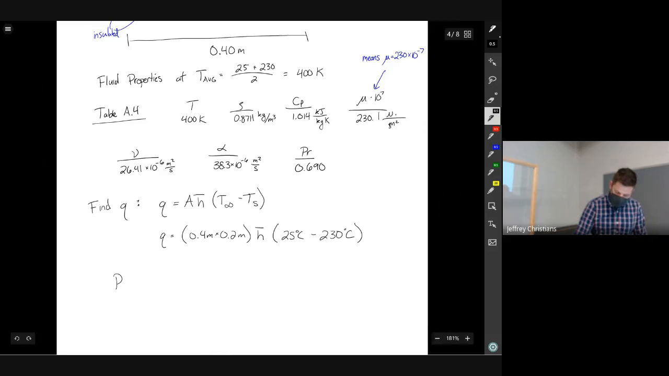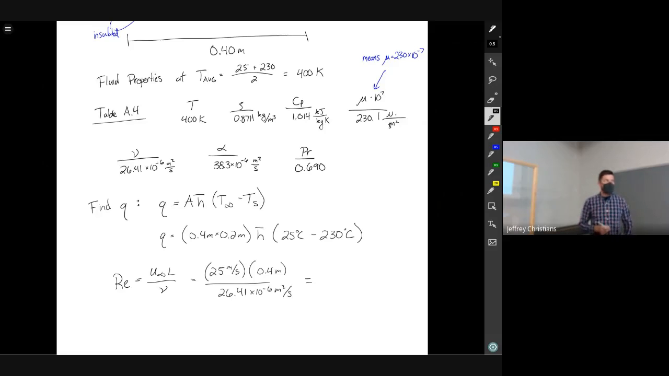So Reynolds number is u infinity L over nu, which is 25 meters per second times 0.4 meters divided by 26.41 times 10 to the negative 6 meters squared per second. You have to make sure that all of the units actually cancel out, which they do here. This is 3.8 times 10 to the 5.